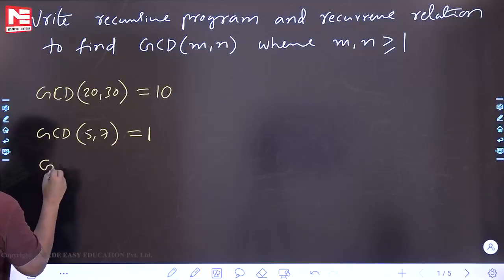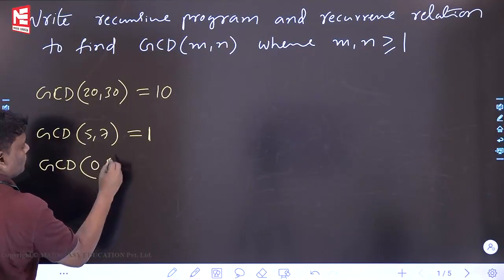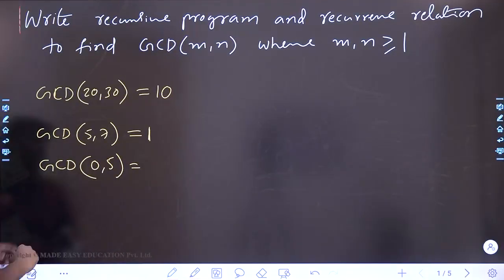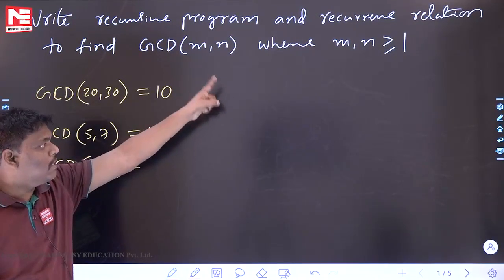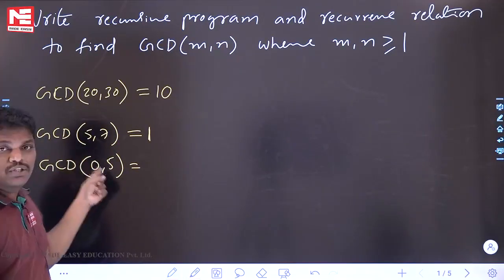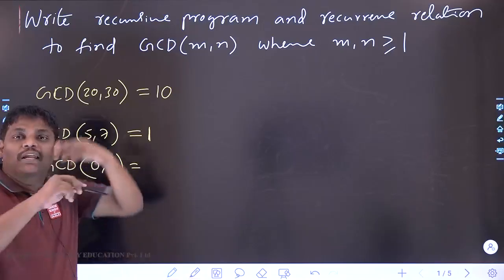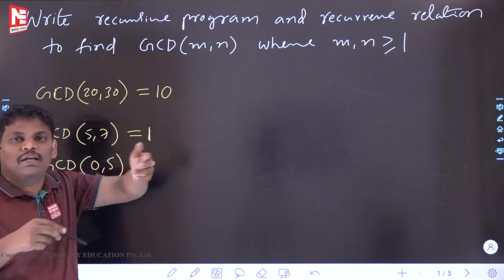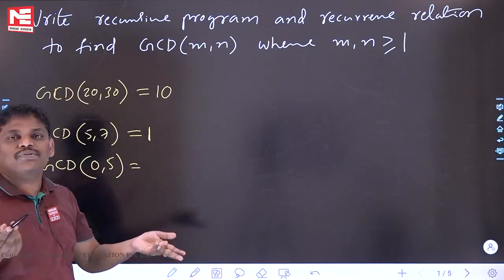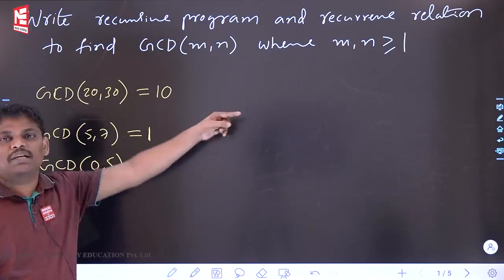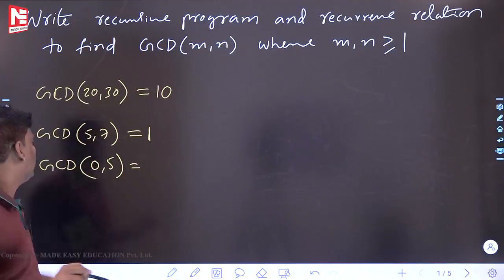Be comfortable with this also. What is the GCD of 0 comma 5? Some people are asking, sir, m and n are greater than or equal to 1, so from where will you get the 0? I am not giving 0, but whenever this recursive procedure is going on, in the middle 0 may come. Please be careful. Starting 0 is not there because m and n are greater than or equal to 1, but in the middle 0 may come. That is the reason I am talking about it.